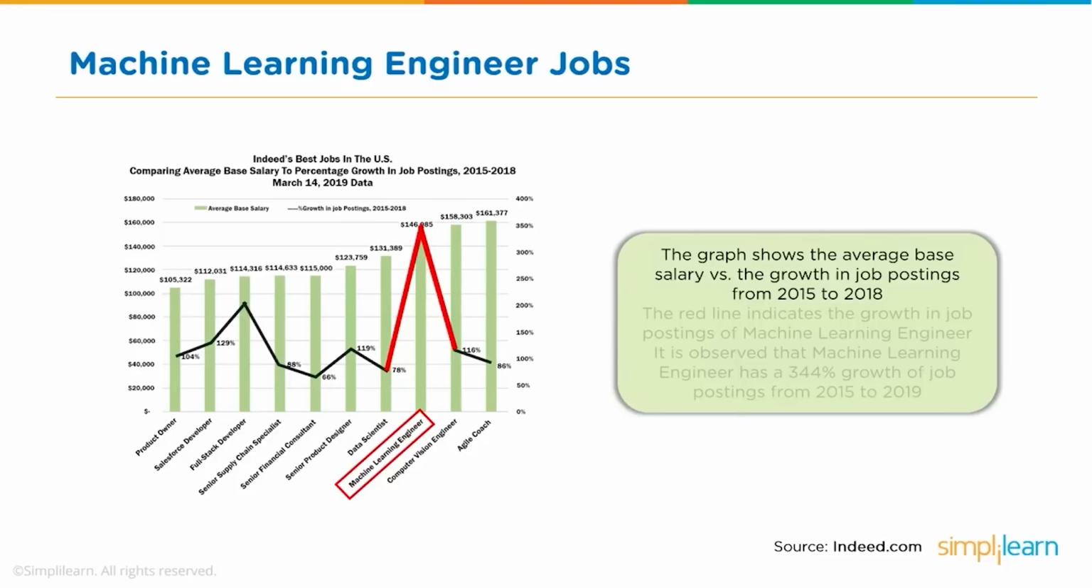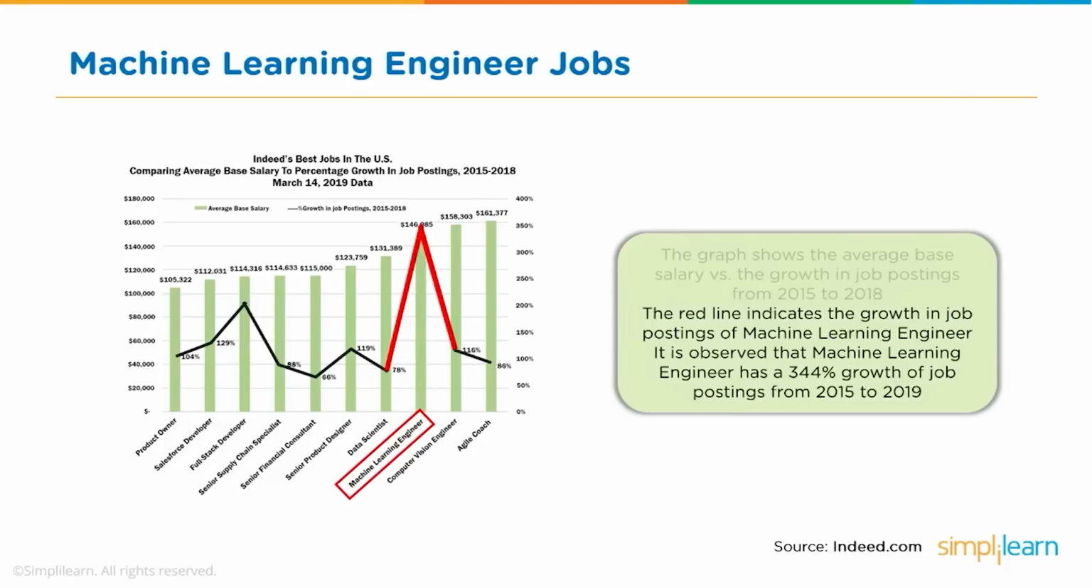I mean, we're in such an infant stage of machine learning and training, and how do we get into these deep learning models. So the graph shows the average base salary versus the growth in job postings from 2015 to 2018. The red line indicates the growth in job postings of machine learning engineer. It is observed that machine learning engineer has a 344% growth of job postings from 2015 to 2019. Again, that's not going to stop. That's just going to keep rising because that is where a lot of the actual work is right now. Stuff is being pushed out. They've got it working. Now they need a machine learning engineer to go in there and do all that retraining and fine-tuning. And that's a huge job. And it's a growing industry. It's just going to continue to take off.